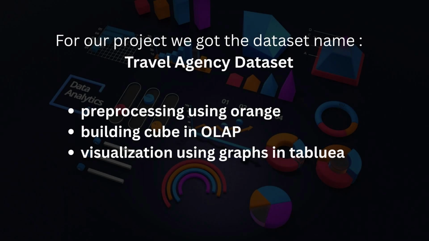So for our project in data visualization, we got the dataset named travel agency dataset, which contains 5 sheets and also contains missing values. Our project is divided into 3 steps. The first thing is pre-processing, which we have done using Orange. The second thing is building a cube in OLAP, and the third thing is visualization using graphs in Tableau.